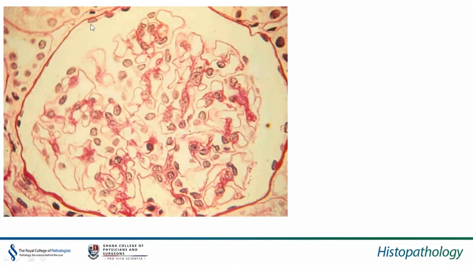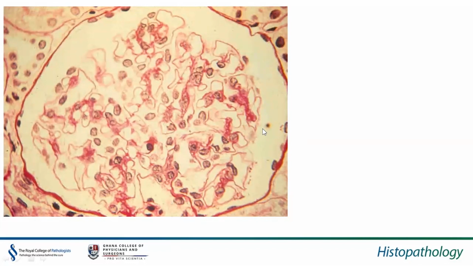The Bowman's capsule is lined on its inner aspect by the parietal epithelial cells. This is the hilum of the glomerulus, at which portion the afferent arteriole enters. This is part of the afferent arteriole. You can see the lumen here.